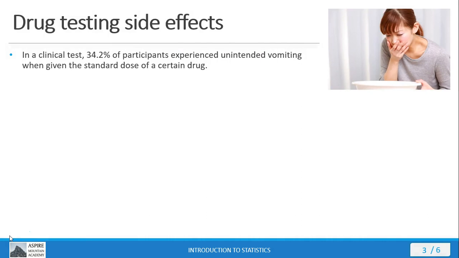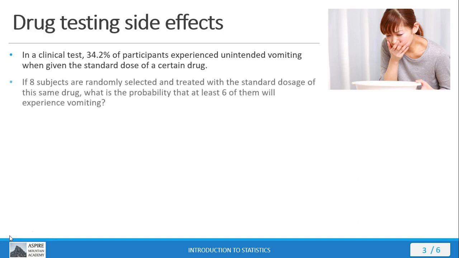Let's look at an example problem to illustrate these calculation formulas. So here we have a clinical test in which 34.2% of participants experience unintended vomiting when given the standard dose of a certain drug. If we select 8 subjects at random and we treat them with the standard dose of the same drug, what's the probability that at least 6 of them will experience vomiting?